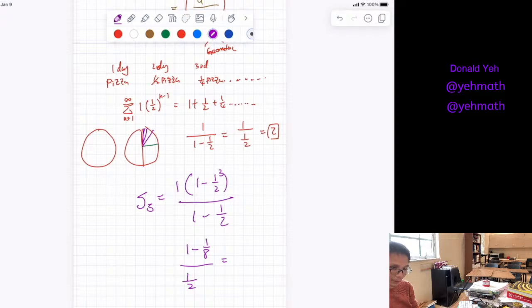So that is going to be what? 7 over 8 times 2 over 1, right? So that's 7 over 4. Is that right? 1 plus 1/2 plus 1/4 is what? Oh, okay. 7 over 4. So we prove finite works and infinite works.